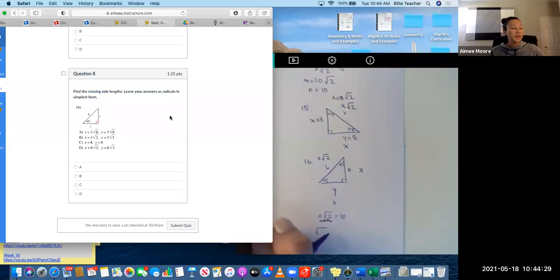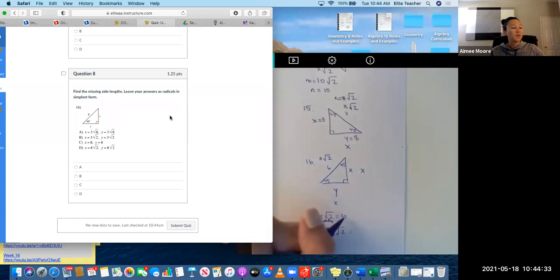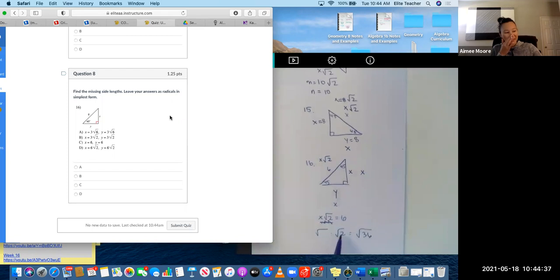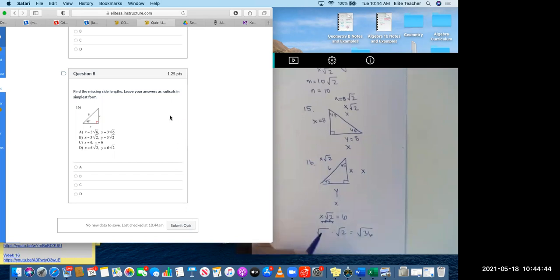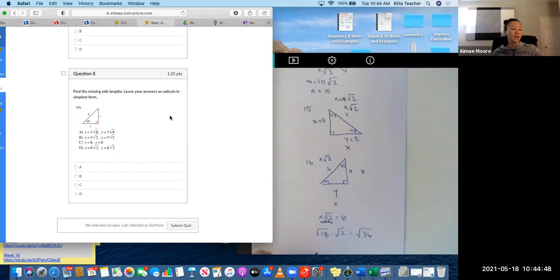let's see. So we need to know the square root of something times the square root of 2 equals 6, which we can rewrite as the square root of 36. So really just 2 times what would give us 36? 18. Oh, sorry. So that means x equals the square root of 18.